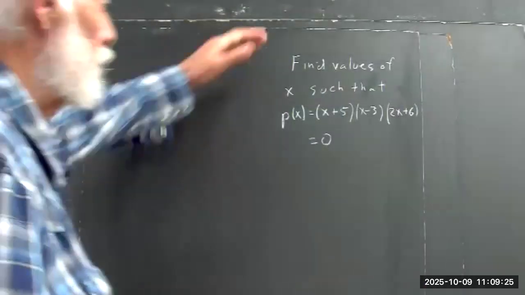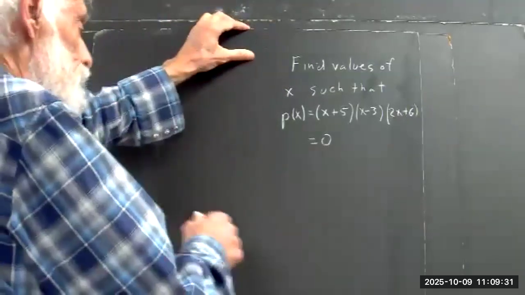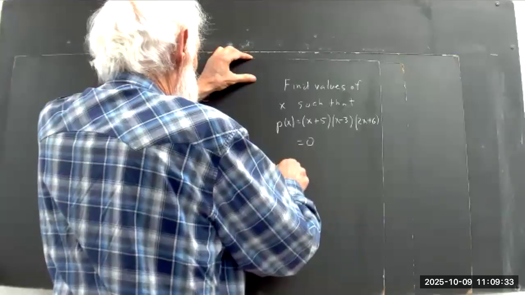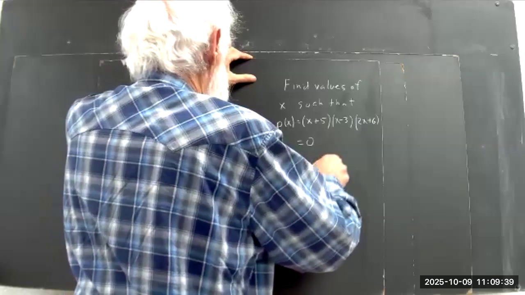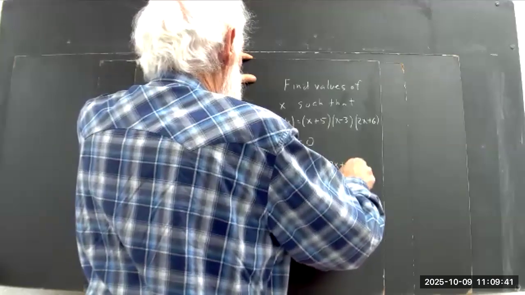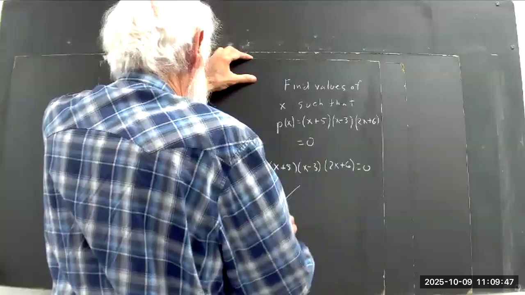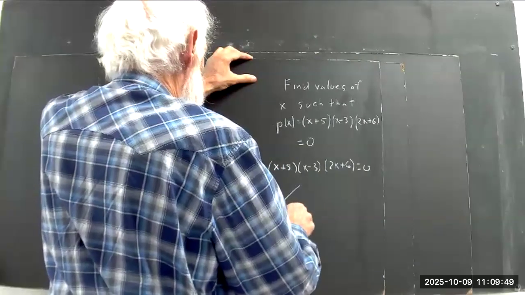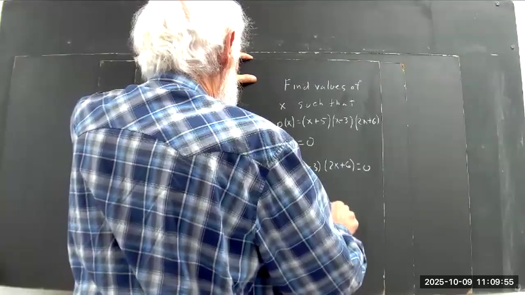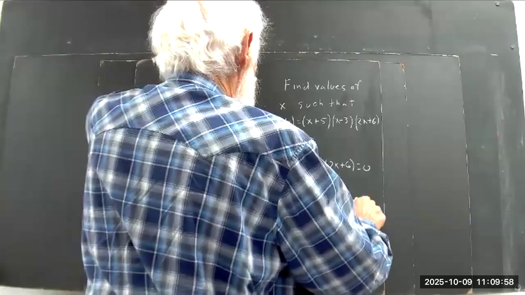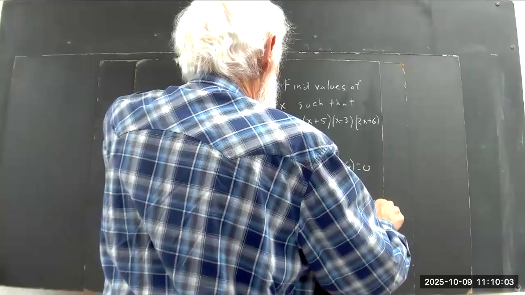Okay, what we're heading toward is constructing a graph. This is our quiz problem. Everybody got it. Now, the way I want to write this out, the way I recommend you do, so you see all the logic of it. This equation breaks into the equations x plus 5 equals 0, or x minus 3 equals 0, or 2x plus 6 equals 0.